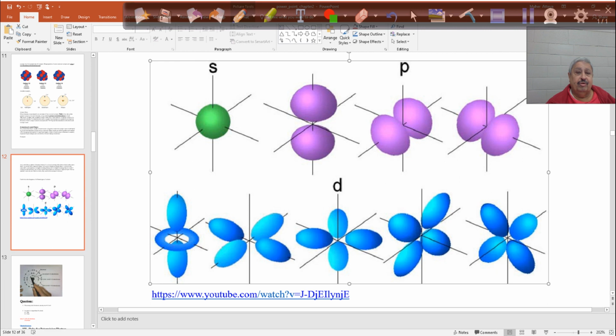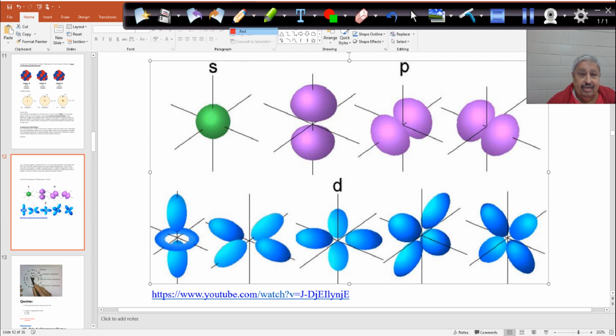Can you see that? You can see there is a YouTube link in your PowerPoint and your eBook. This is the s orbital here. I can go through them one by one, but at least you get the idea. This is the s orbital. Again, this is the z, this is your y, this is your x. Okay, so axes, and the nucleus is here in the middle. Here's the nucleus.